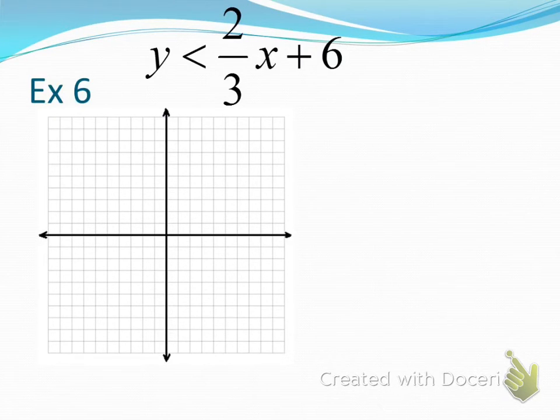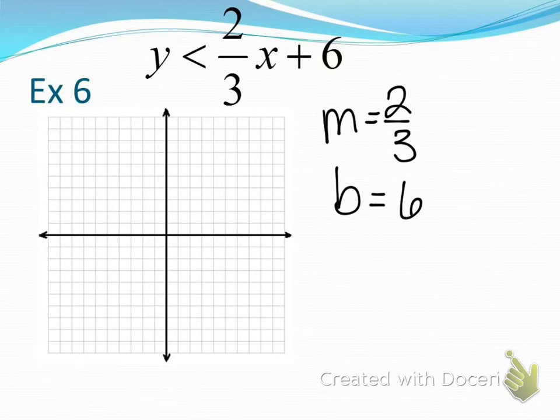Kelby, what are my M and B on number 6? Very good. This one was a little bit tricky because of the way our graph is set up. We still go up 6. On my graph, it's a little bit different than yours. We go up 6, we put our first point for our y-intercept. Then we use our slope 2/3.